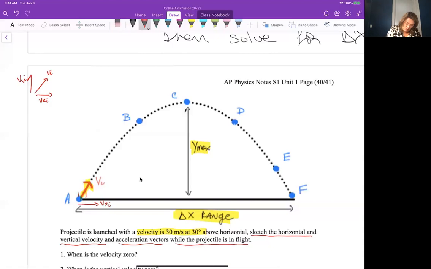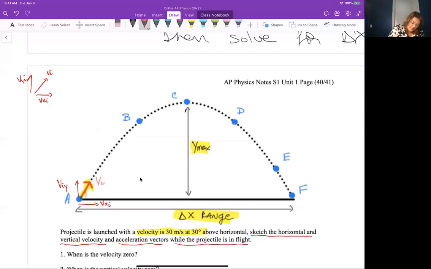All right, so what about the y? Same thing. It's got an initial velocity in the y direction, velocity initial in the y direction, and it's the component of that original vector. Now, what is going on at b? Let's think about what's going on at b.